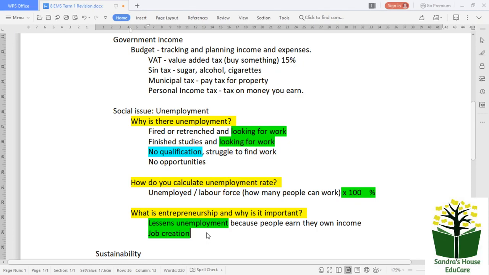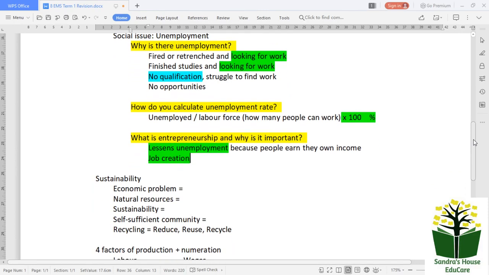We can have a look at my school, for example. I didn't have a job. Why didn't I have a job? Because I didn't have opportunities. I studied something really random, so I didn't have the opportunities. And when I finished studying and was looking for work, I decided I am going to start my own business. So I am taking my own unemployment away, but I'm also creating jobs for tutors. So that is why entrepreneurship is important.